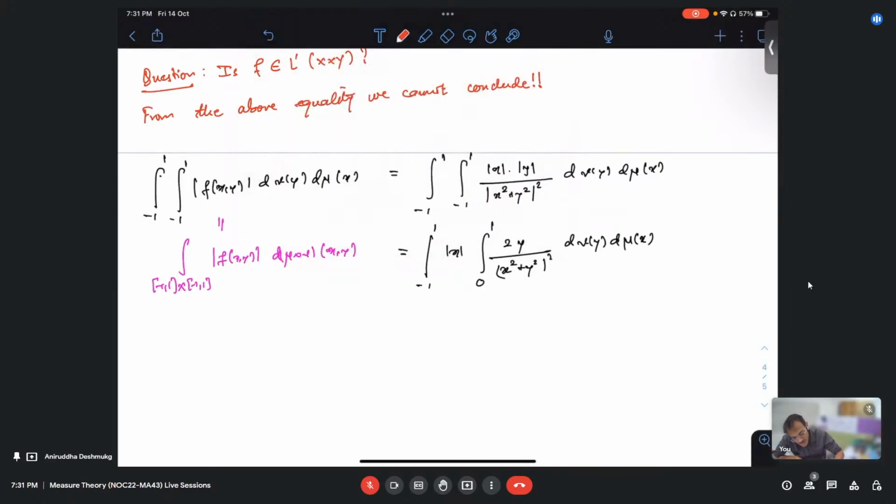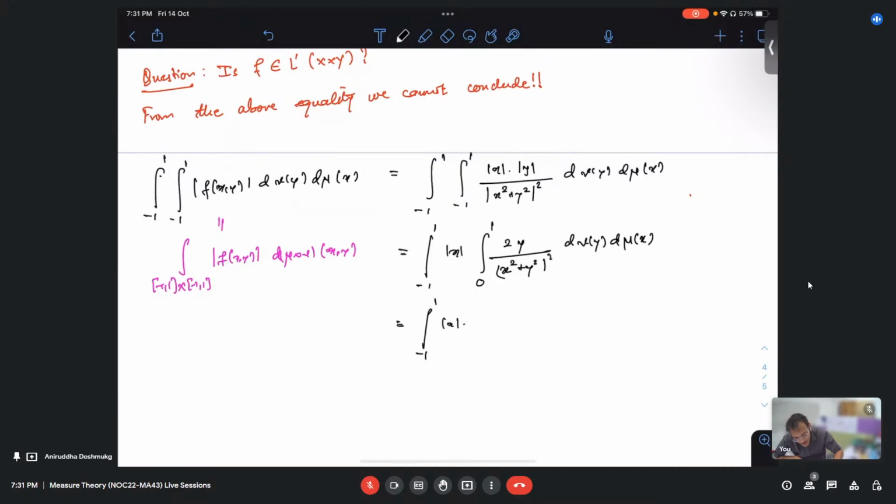So from here to here, how did we go? That is because mod y over (x square plus y square) on 0 to 1, how to write it in the proper way. It is like -1 to 0 something plus the integral 0 to 1 something, but these two integrals are the same. So I am just doing it 2 times the same integral. This is a standard technique in Riemann integration.